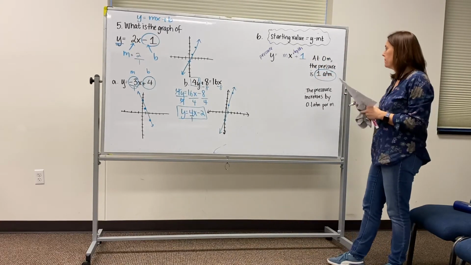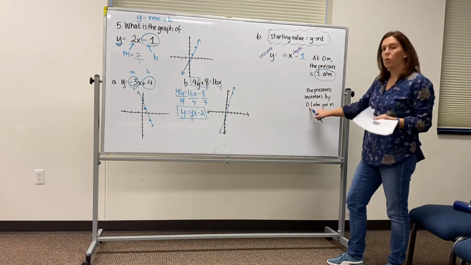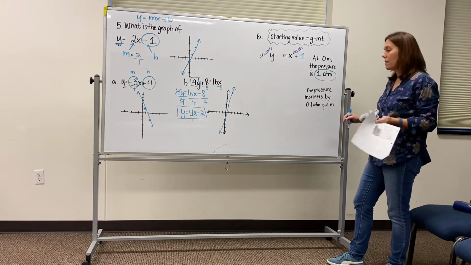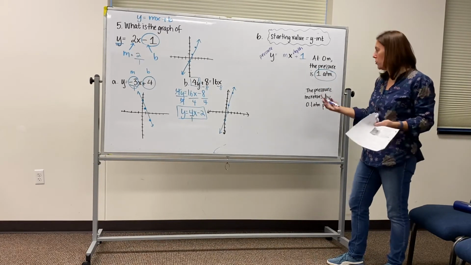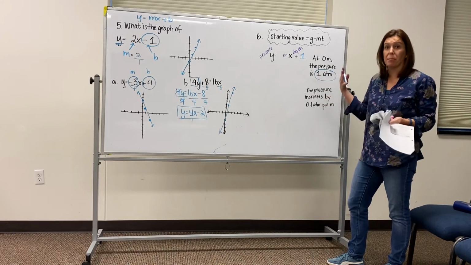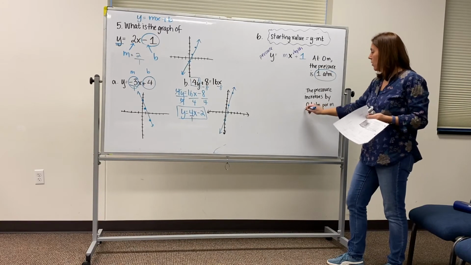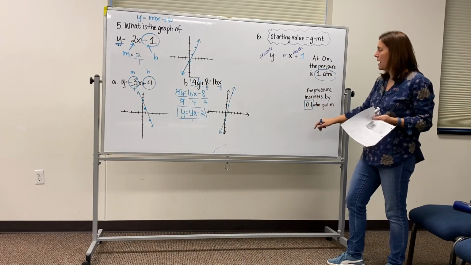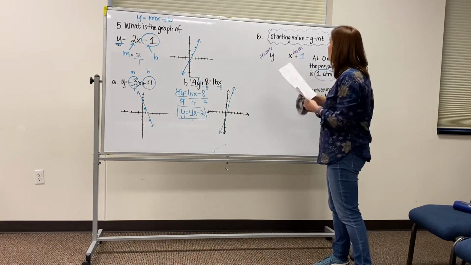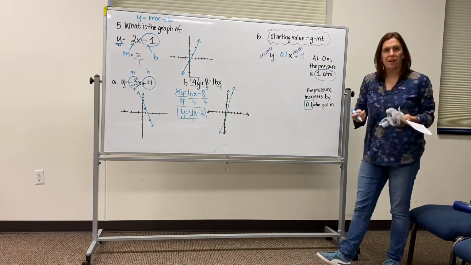Okay, great. The pressure increases by 0.1 atmosphere per meter. That's my rate of change. That's my slope. It increases, so it's going up. It's going to be a positive slope by 0.1. Well, guess what? That's my slope, my rate of change. So I'm going to go ahead and plug that in. So here's my equation.